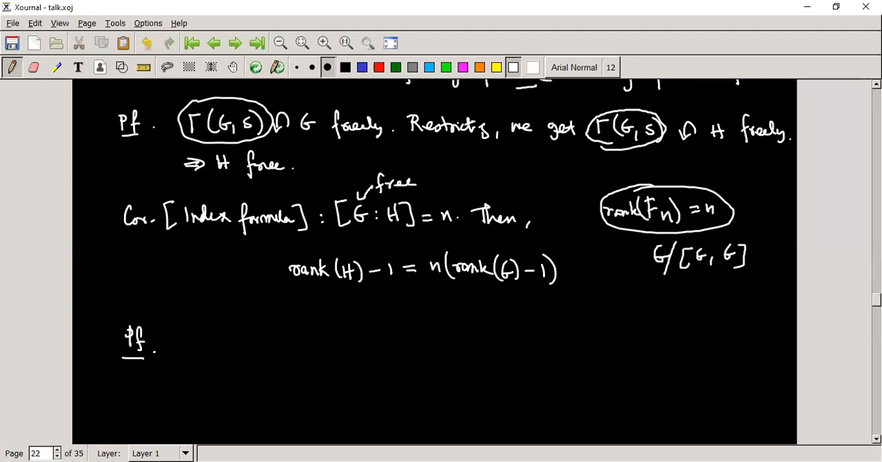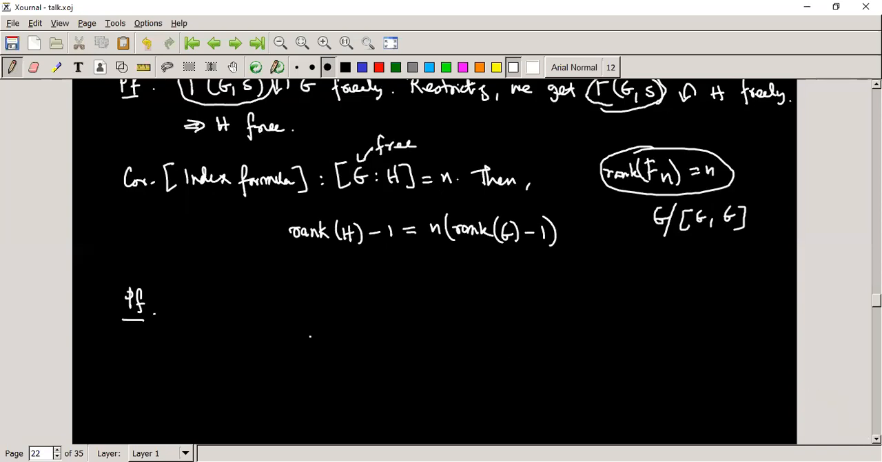Why is this true? Well, again, it's easy if you know some topology. You can say that this is a consequence of the Euler characteristic.